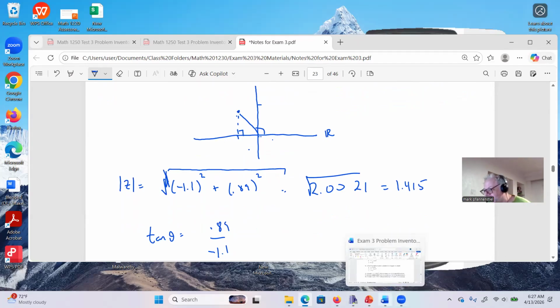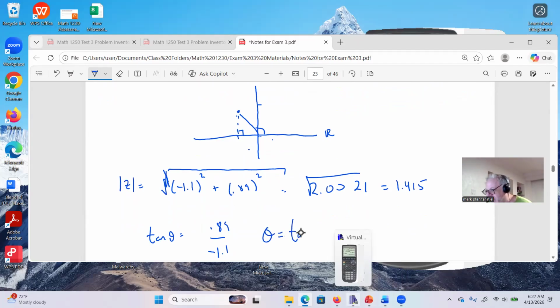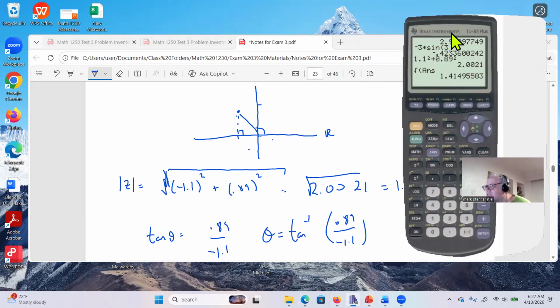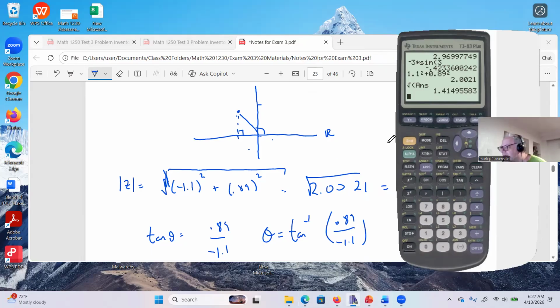Okay, so the next thing we're going to do is figure out this angle. So I want the inverse tangent. We'll say theta is equal to the inverse tangent of 0.89 divided by negative 1.1. Okay, and we'll just go ahead and figure that part out now. We're allowed to do this in degrees, so I'm going to check to make sure I'm in degree mode because that's a little bit easier to think in. Okay, enter. So we are in degrees, and we'll just figure that out right now. Okay, so I want the inverse tangent of 0.89, divided by 1.1.